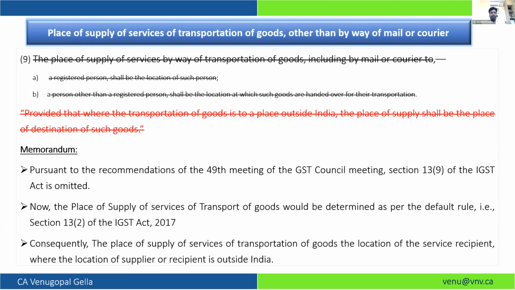So now coming to the place of supply, IGST. This is the amendment related to the IGST Act, the place of supply provision. As per Section 13, Subsection 9 of the IGST Act, the place of supply of services of transportation of goods shall be the location of the registered person. If the same service is provided to a person other than a registered person, then the place of supply shall be where such goods are handed over for transportation. If the transportation of goods is to a place outside India, then the place of supply shall be the destination of such goods.